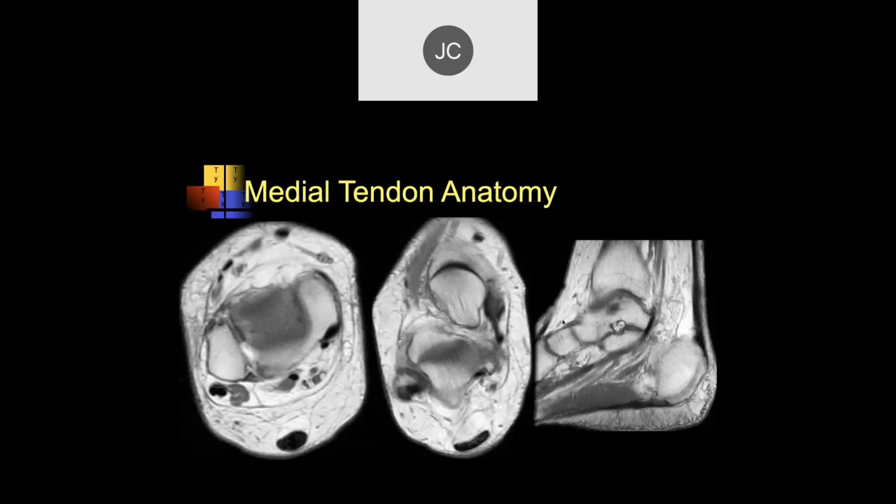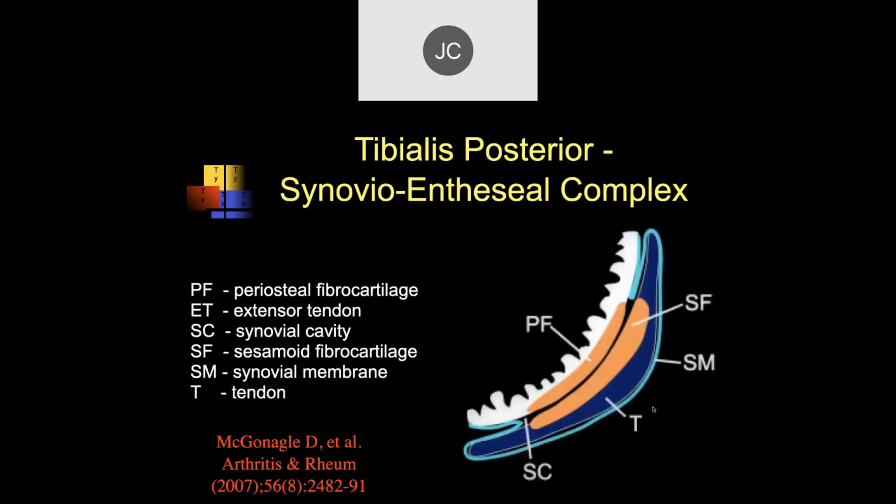And then if you look in the sagittal plane more laterally, this is the typical course of the flexor hallucis longus coming underneath the sustentaculum tali, as you know, and then obviously the Achilles and the plantar fascia origin inferiorly.